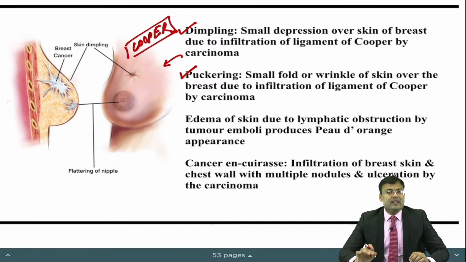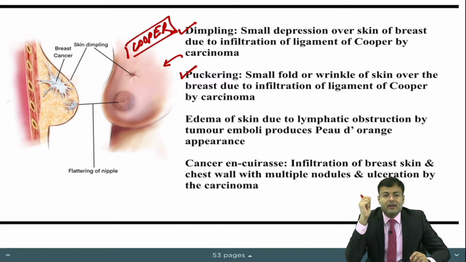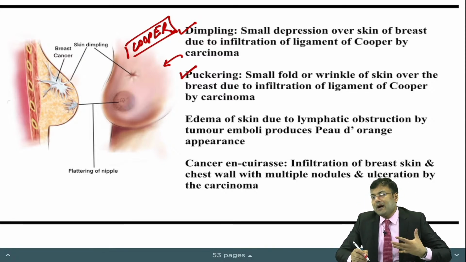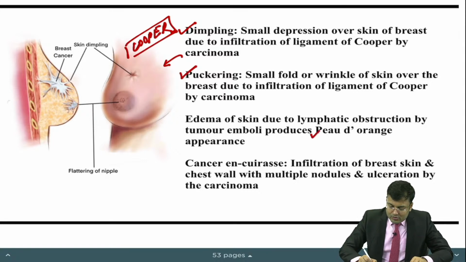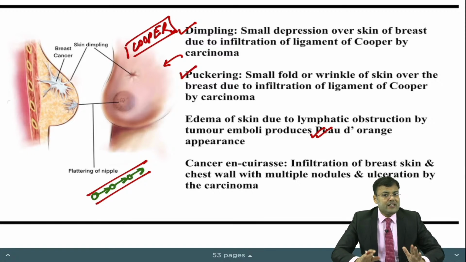In dimpling there is skin depression. In puckering there is wrinkles or skin fold. You know that if there is cutaneous edema and the appearance is like orange peel, that's known as peau d'orange. And what is the cause of peau d'orange? The tumor cells are going to enter into lymphatics. So that's the cutaneous edema.